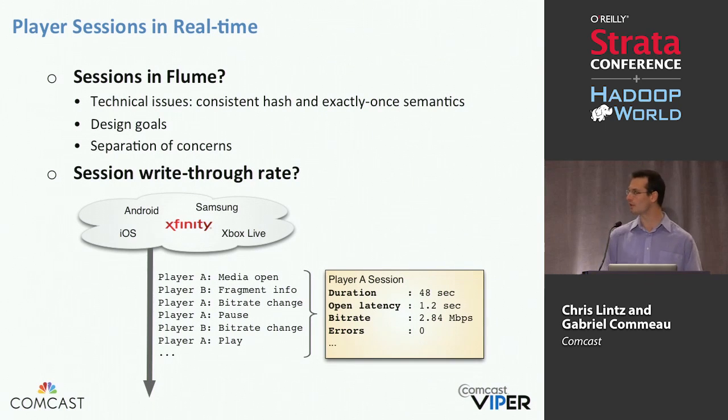So, first of all, there are technical issues that you need to tackle. Storm has this concept of field grouping, which is implemented using a consistent hash. That ensures that all the messages that are related are processed by the same bolt. Also, Storm comes with an exactly-once semantic, which ensures that the messages are processed once and only once. Those two features are currently lacking from Flume.